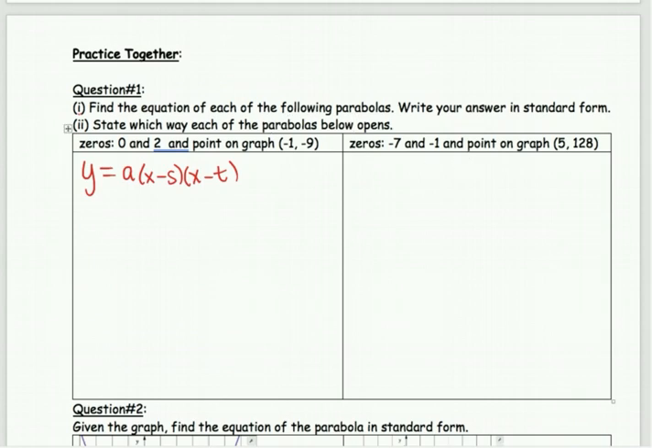Okay, so if we do that, that's your S, that's your T, and this is a point X and Y. Let's go through and fill these in. So Y is -9. X is -1, subtract 0, -1, subtract 2.